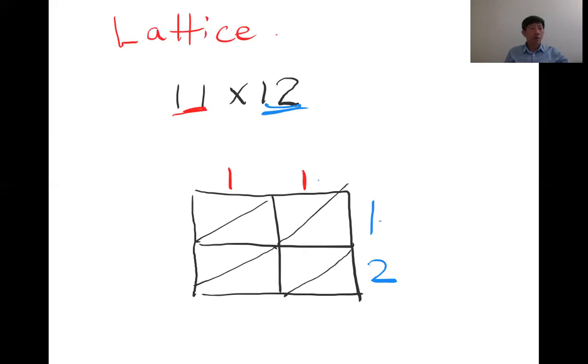Now, 1 times 1, how many? 1, so put 0, 1. 1 times 2, how many? We'll put 0, 2. 1 times 1, how many? 1, so put the 1 there. 2 times 1, how many? Which is equal to 2, put the 0 and 2 there, okay?